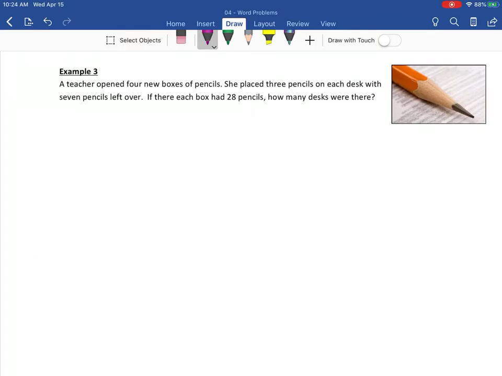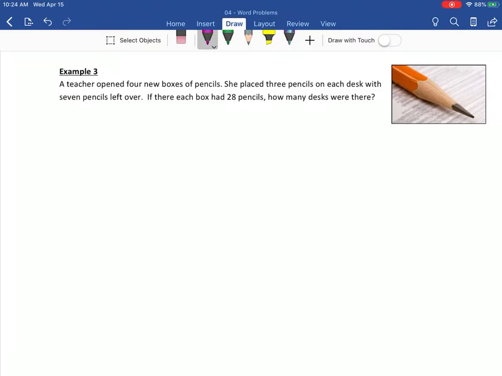Okay, example 3. A teacher opened 4 new boxes of pencils. She placed 3 pencils on each desk with 7 pencils left over. If each box has 28 pencils, how many desks were there? This is the type of word problem that drives people bananas, because there's so much going on.